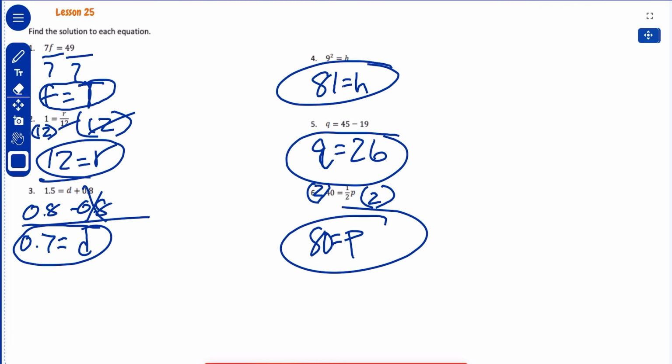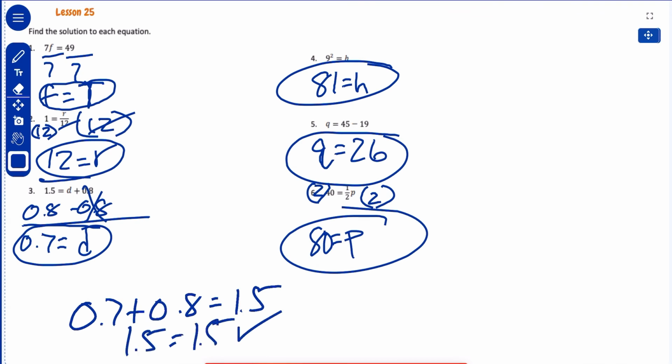So how do you check to see if your answer is correct? Plug it in. Plug it in. Is 0.7 plus 0.8 equal to 1.5? 1.5 is equal to 1.5. It works. We just plug it in. That's all you have to do.